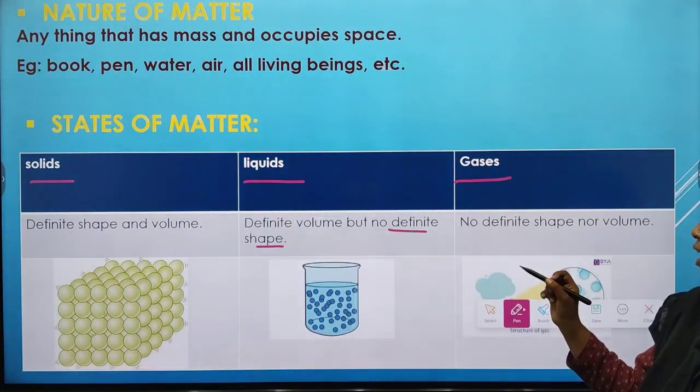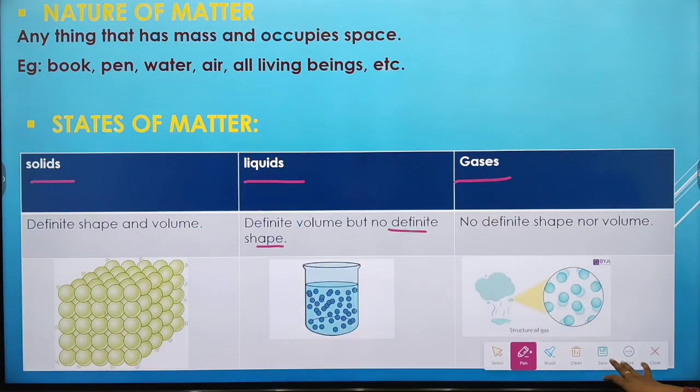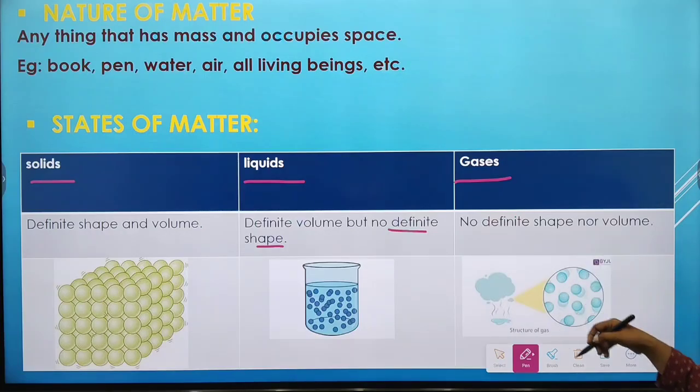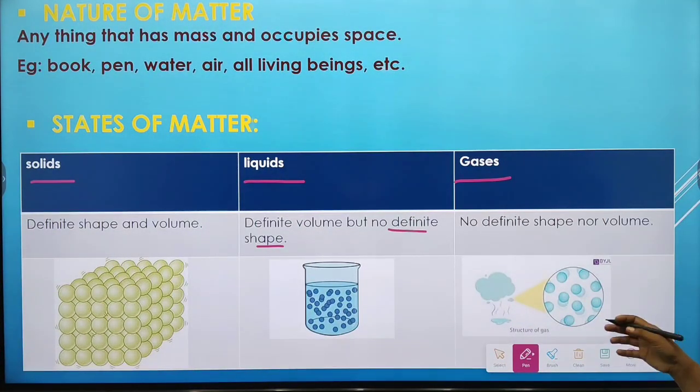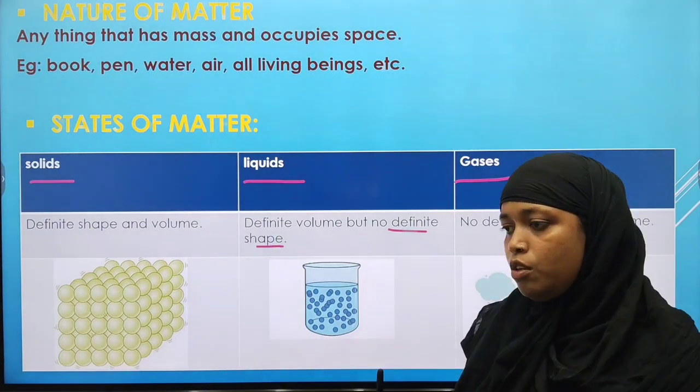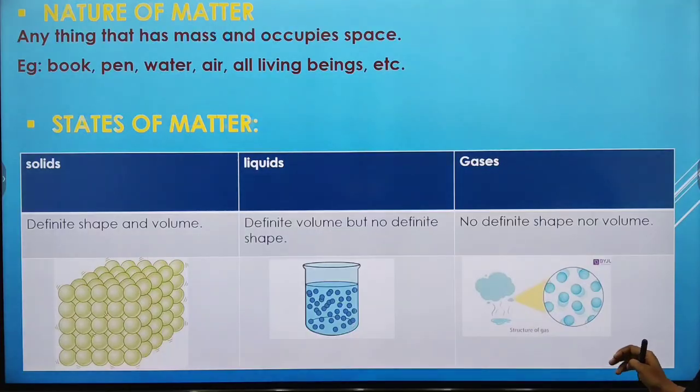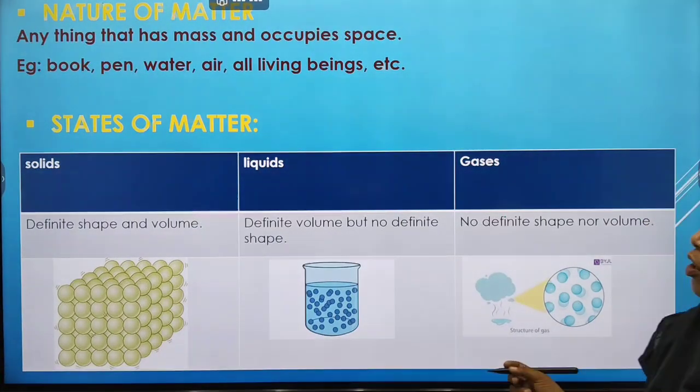Now gases have no definite shape. As you see, their particles are freely moving in the air. They have ample space to travel from anywhere. And gases have neither a definite shape nor a definite volume. So this is what we learned about states of matter. Moving on.